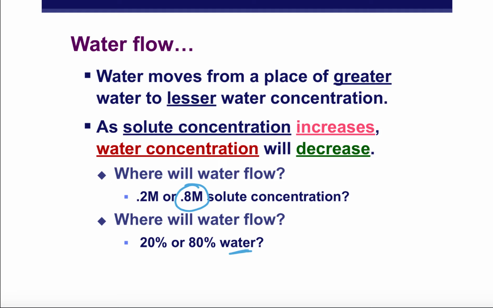But when we're talking about just water itself, then water will flow from more water to less water, so it'll move to this 20% water, because if it's 80% water, it's 20% solute or other stuff, and if it's 20% water, it is 80% solute. So water, again, moves towards the saltier or sugary side where there's less water.